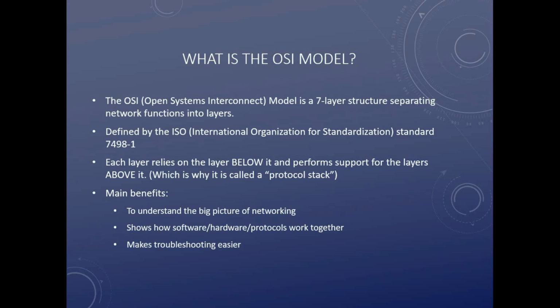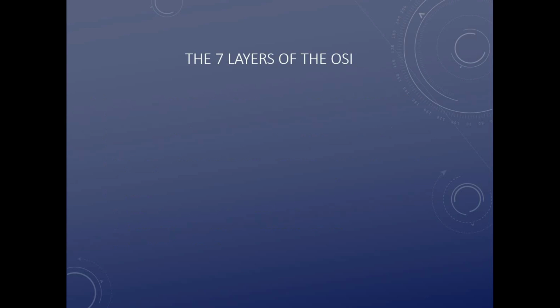The main benefits of why we have the OSI model is so we can understand what happens during data transmission, to get the overall picture of networking, how software, hardware, and protocols all work together, and it even helps when it comes to troubleshooting network issues. All right, so let's break this down into just the 7 layers, and then we'll break it down layer by layer, going from layer 1 to layer 7.